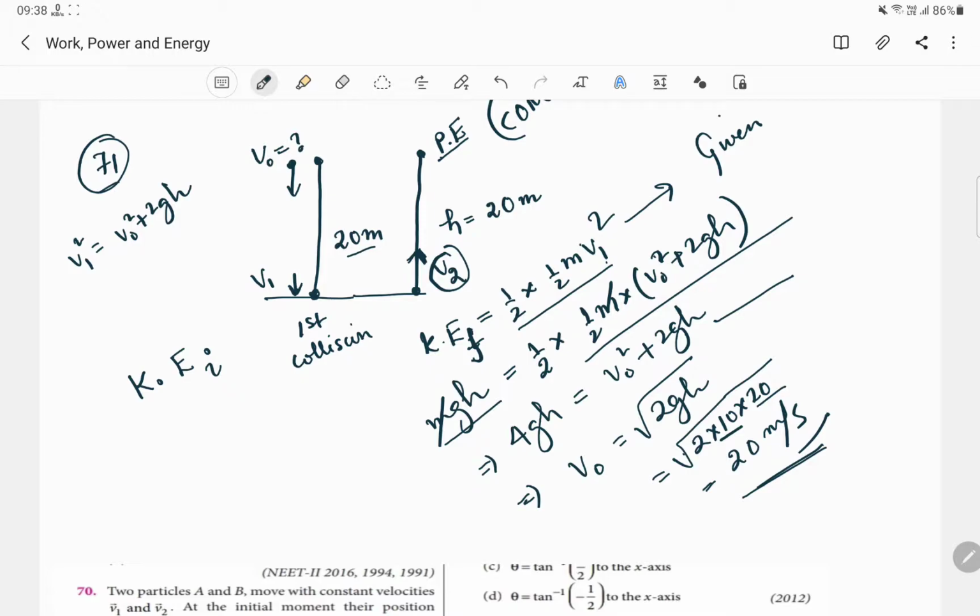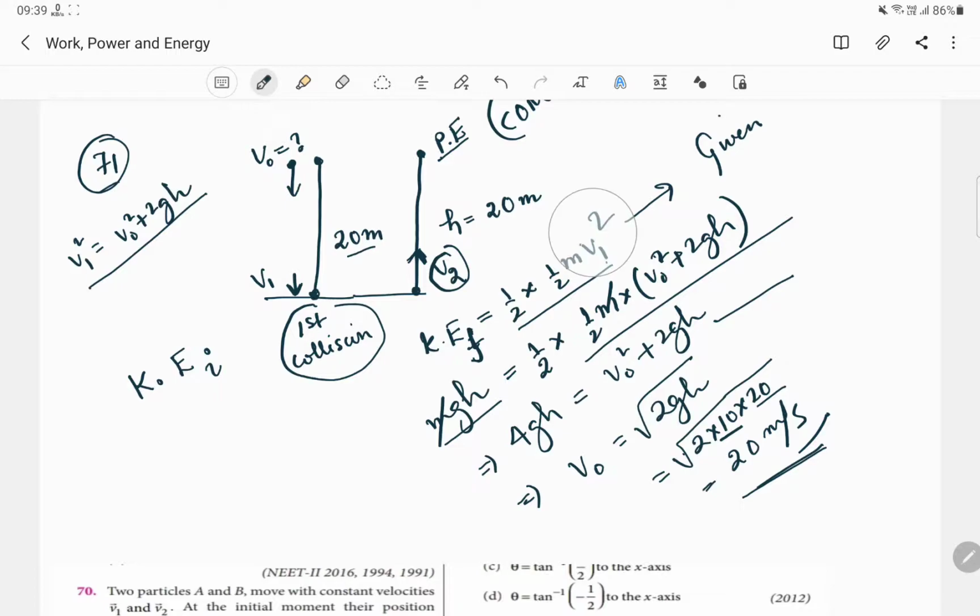So the answer comes out to be 20 meter per second. For this question number 71, I will briefly explain how it is done. Initially, as the body is thrown vertically downward, we first find out the velocity with which it will strike the ground, because in the question it is given that the kinetic energy just after collision is reduced to half. Therefore, to find the kinetic energy before collision, we find the velocity with which it strikes the ground, and its value comes out to be v1 square equal to v naught square plus 2gh, and according to the given condition, this kinetic energy will be reduced to half.